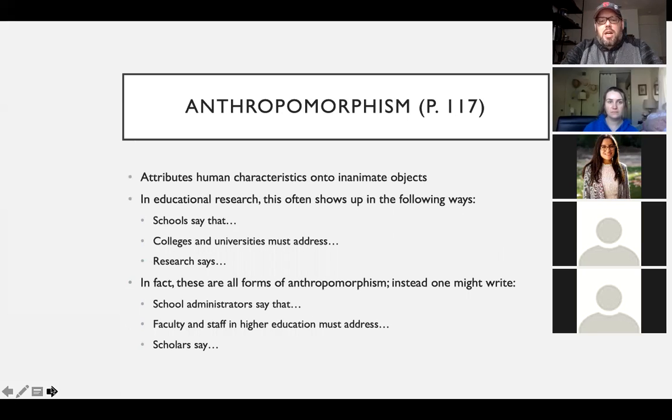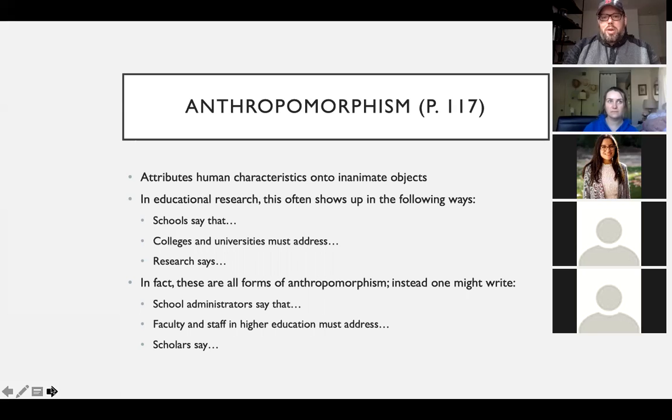Additionally, another piece that APA talks about, and this is on page 117 of the manual, is the idea of anthropomorphism. So this is when we put human characteristics onto inanimate objects. In educational research, it often shows up when we might say, schools say that, or colleges and universities must address, or research says. But in fact, none of those things can actually do that, right? So a school can't talk, so they can't say anything. Colleges and universities are brick buildings typically, right? They can't really address anything themselves. Research doesn't say anything either, right?